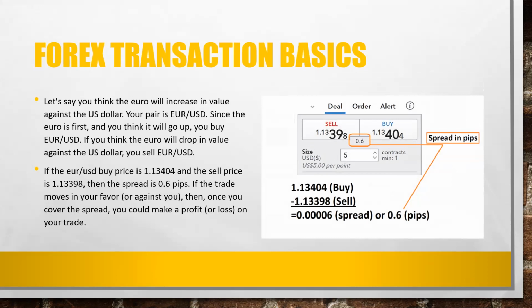Just like on my right here, you can see that the sell price was 1.13398 and the buy price was 1.13404. So the bid price and the ask price are always different. And if we subtract the bid price from the ask price, we get what we call the spread, which is in this case 0.6 pips, which we call the cost of doing a transaction.